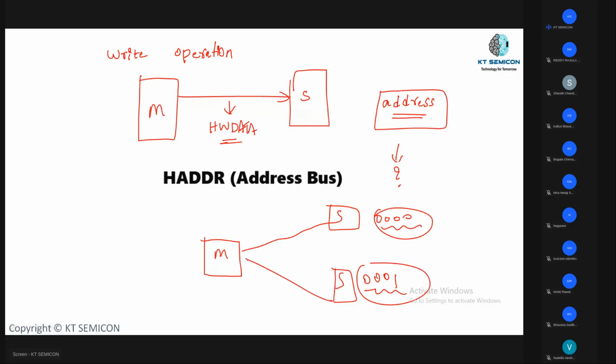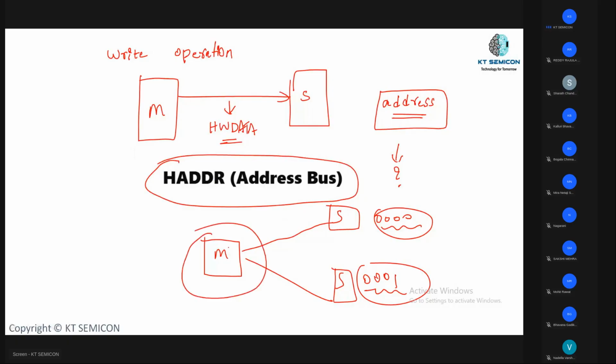So first the master will issue the address, right? The master will issue the address using this particular signal, HADDR. Using this address bus, the master is going to provide the address, so that there will be some decoder logic which will decode the address and select the slave. In the middle there will be some other logic working to select which slave it should select according to the address given by the master on HADDR. That we will discuss.